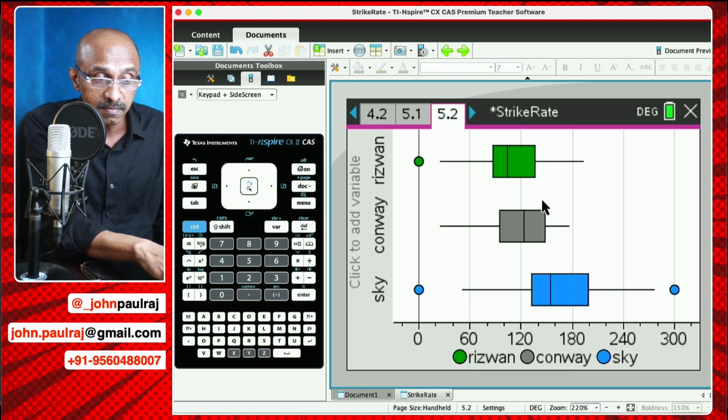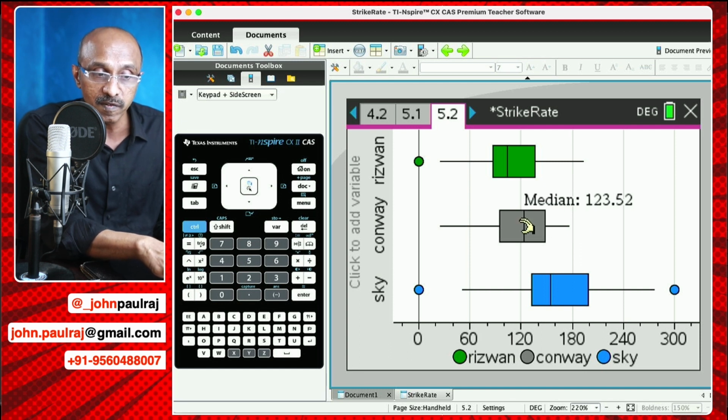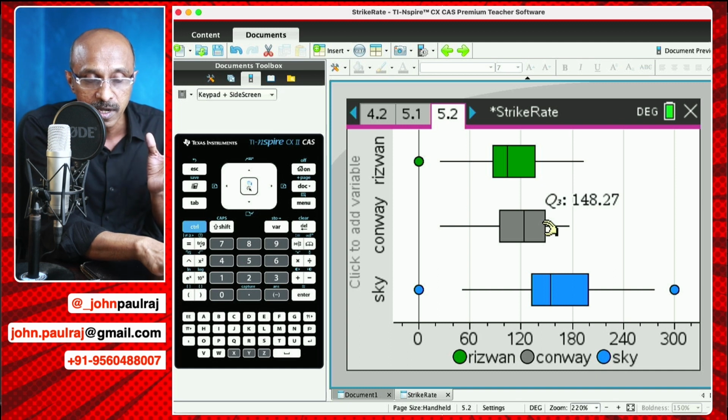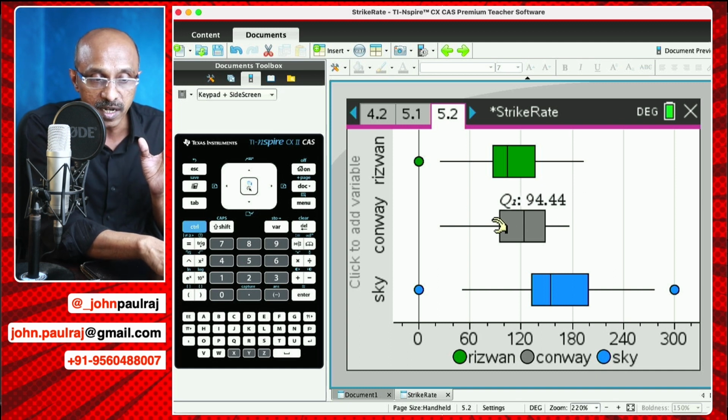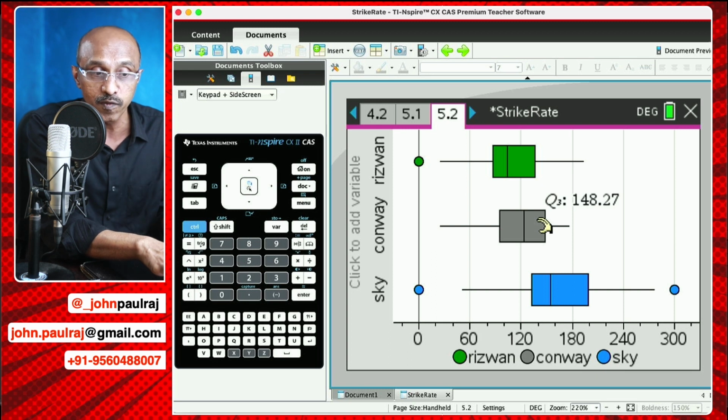Okay, we've already seen Rizwan's, but take a look at Conway's box plot. Okay, that's the minimum strike rate, 25. His maximum strike rate was 176.92. His median was 123.52. And his interquartile range is from 94 to 148. That means 50% of the time, Devon Conway has had a strike rate of 94 to 148 in his career so far. What has Mohammad Rizwan had? 87 to 136. Okay, not too far away.